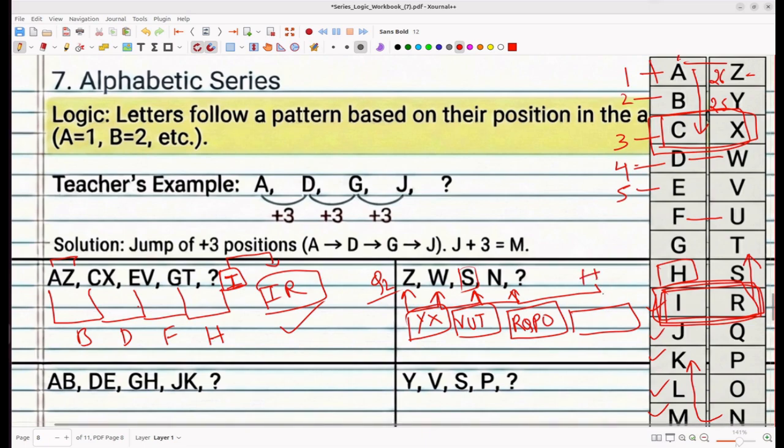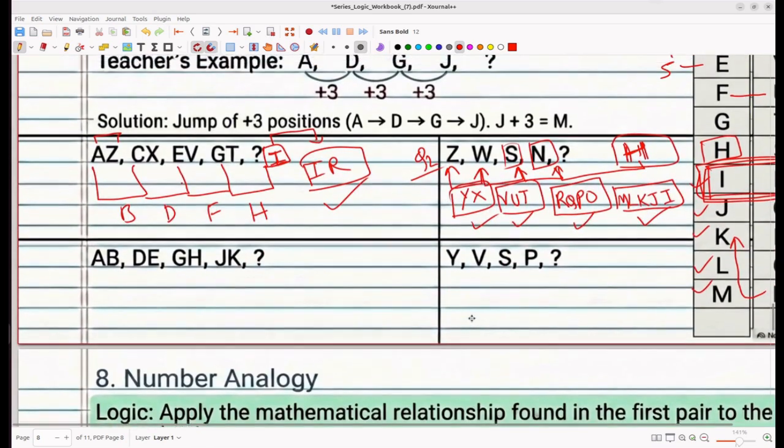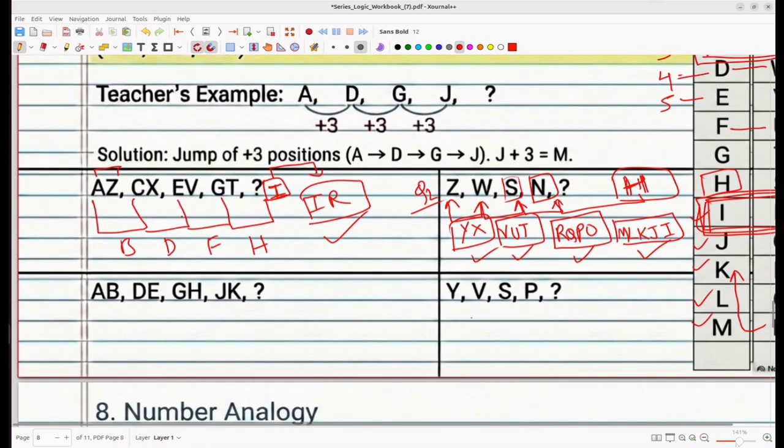If you cross check here, after H, I, J, K, L, M, then here we have N. So the next letter will be H. Like this we need to identify the pattern. Here they have skipped 5 letters, 4 letters, 3 letters, 2 letters. This is the pattern. Understood, right? Let's move on to the next question here.